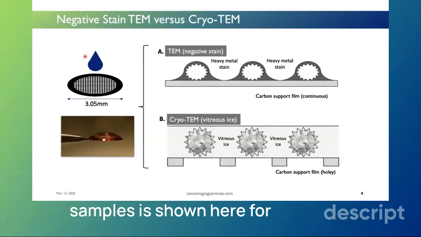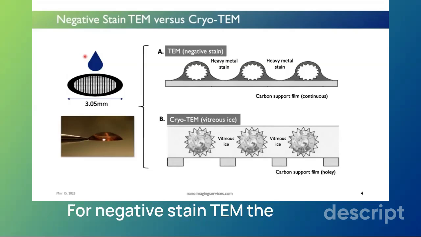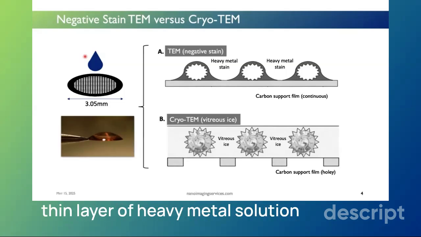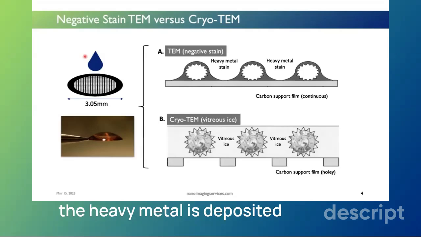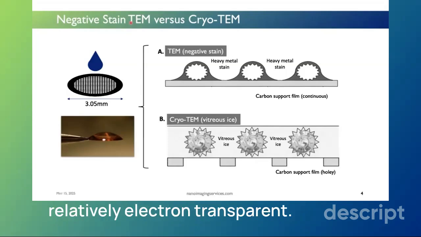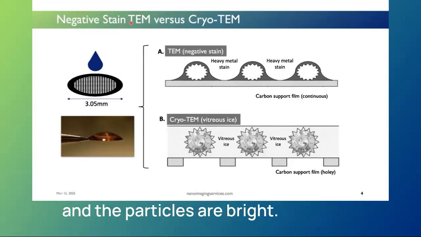So the way that we prepare samples is shown here. For both negative stain and cryo-electron microscopy, one starts with a 3 mm metallic grid that's covered with a thin support film. For negative stain TEM, the support film is continuous. The sample is deposited on this support film, and the particles adhere to the film. The grid is then coated with a thin layer of heavy metal solution that's allowed to dry out. The heavy metal is deposited around the particles, and that's electron dense, while the organic nanoparticles themselves are relatively electron transparent, so you end up with images where the background is dark and the particles are bright.